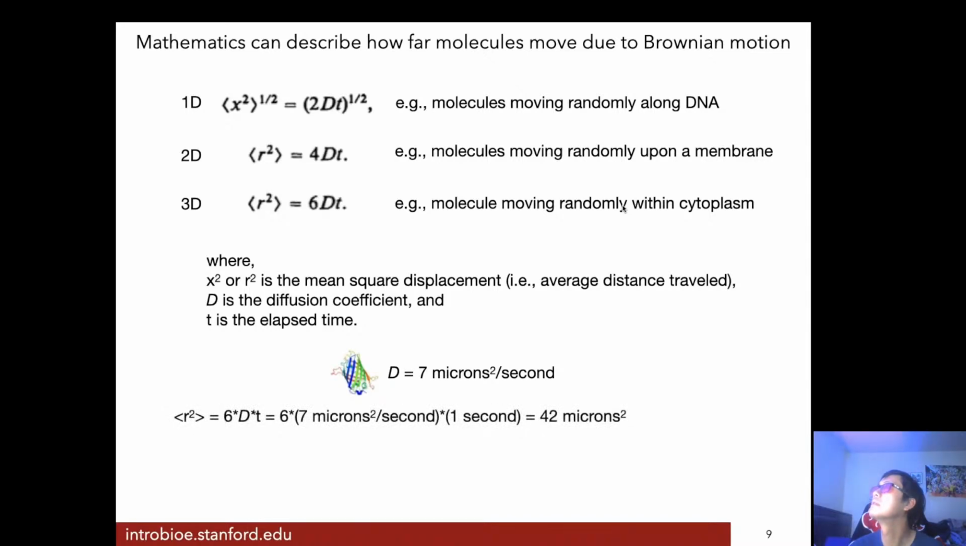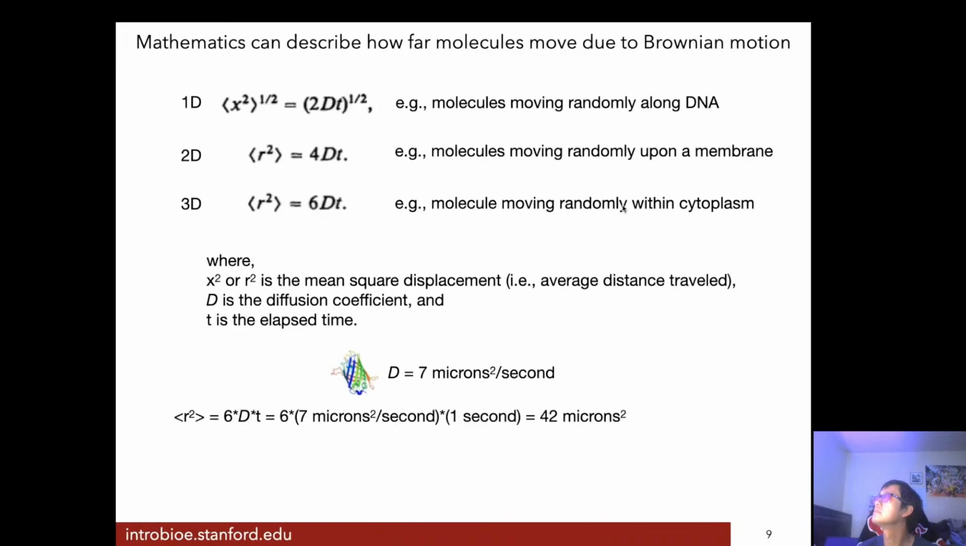So let's do it for cytoplasm, right? We use the 3D equation, and we get the number 6 times the diffusion coefficient of 7 microns squared per second. Let's just ask, in a second, how far will green fluorescent protein go? We just add 1 second in, filling in the bottom equation with our values, and we see that the mean square displacement is 42 microns squared, which is a little bit strange.